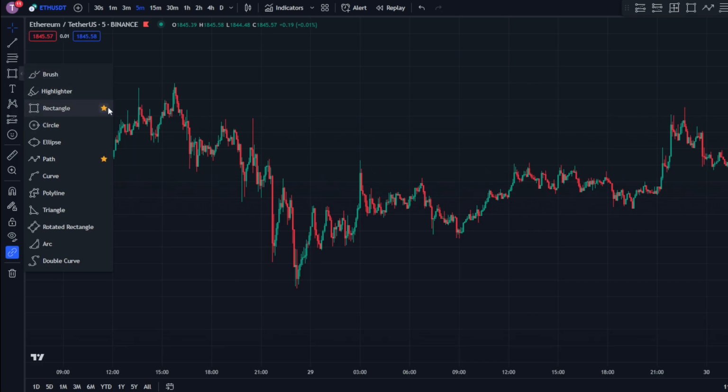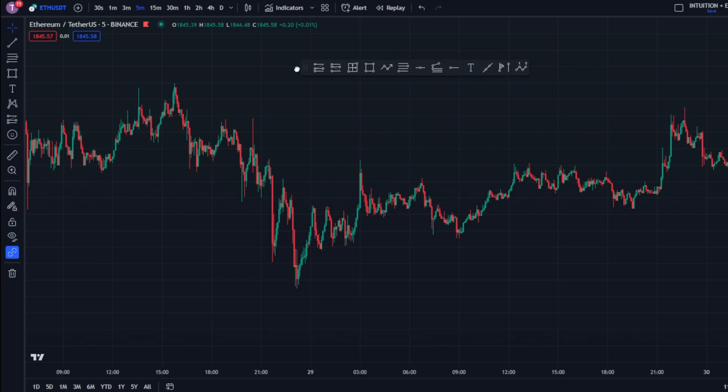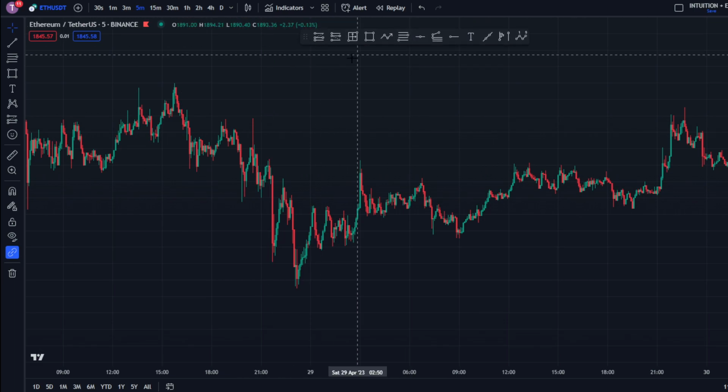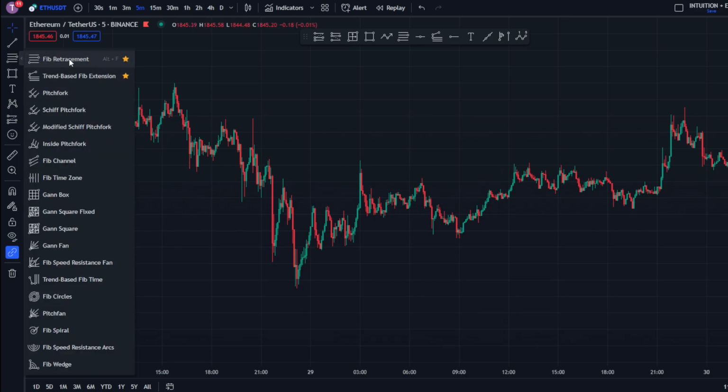You can style it and add it to your favorite tools, which I normally do, and I have this favorite tools bar. And next up, you want your Fibonacci retracement, which you can find on the second part here, under Gann and Fibonacci tools. You want to click on the Fib retracement, and you can style it as well.